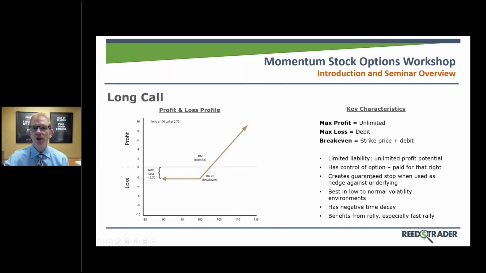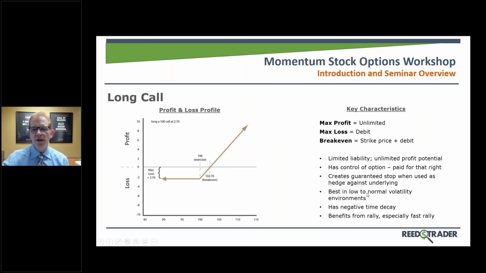You control the option. You have the right. Okay, you paid for that right. One of the cool things is this can actually help create a guaranteed stop because you can't lose more than your debit. So if you buy stock and the stock has a big gap down, you can lose an unlimited amount of money. When you buy a call, you cannot lose more than what you paid for the call. So it acts like a stop, a guaranteed stop. It can't gap your stop. So that's a very appealing aspect of being long a call.